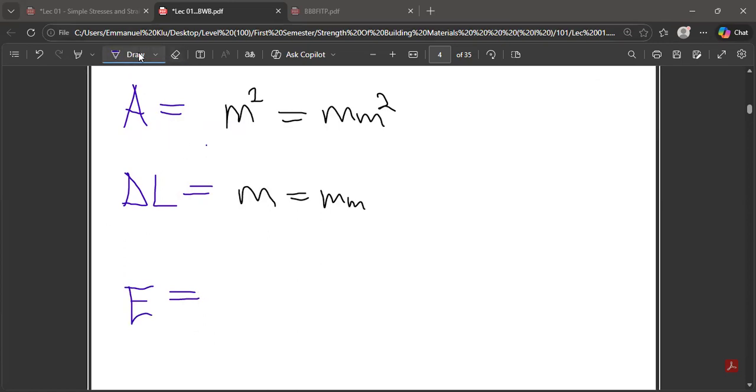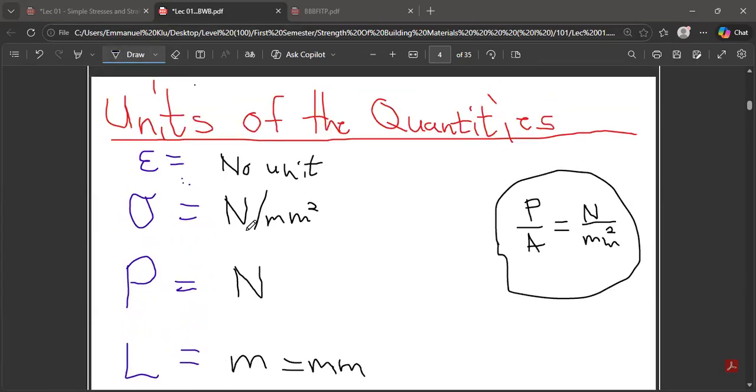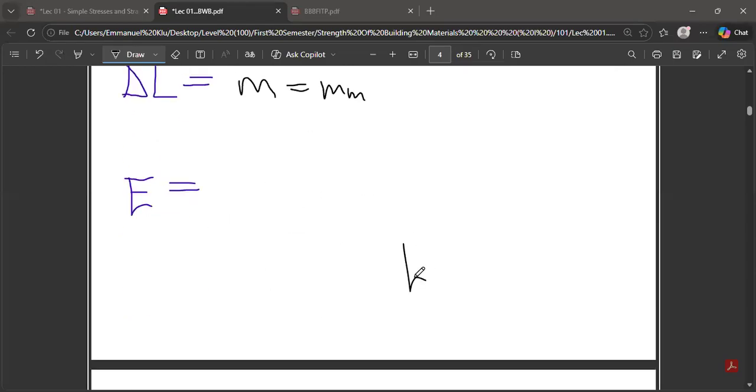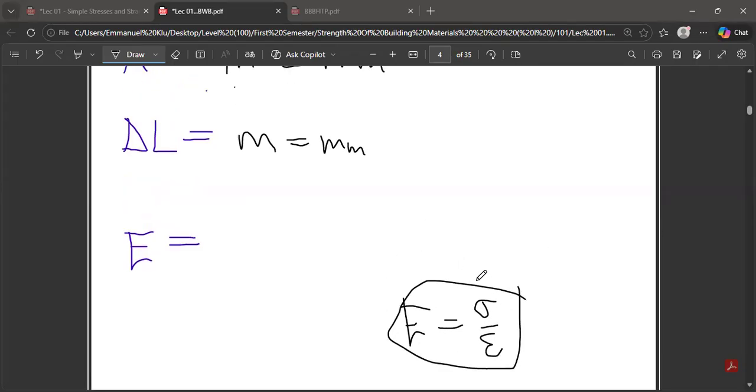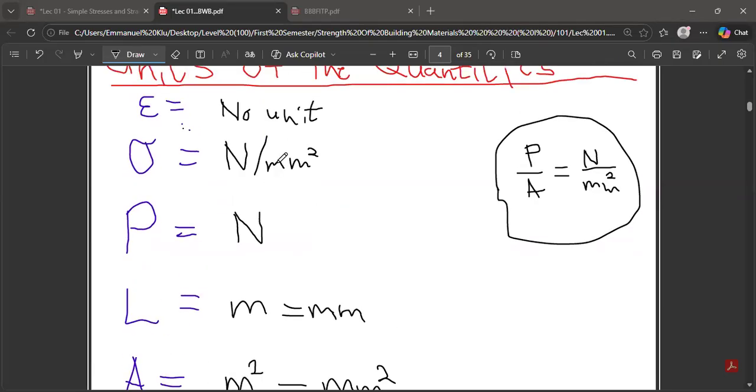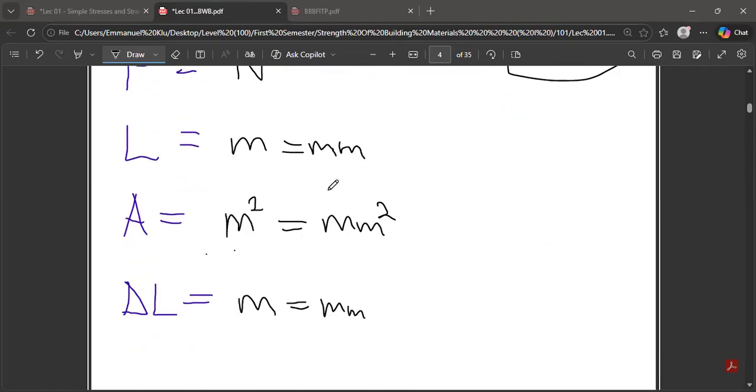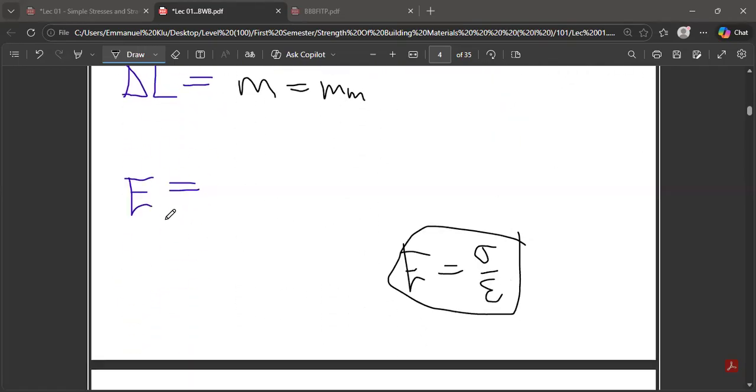And the E, our elasticity. What are we going to say about elasticity? I already told you that elasticity is equal to stress over strain. So now we know that the stress is Newton per millimeter squared, and we said that the strain has no unit. So at the end of the day, elasticity is only going to absorb the unit of stress. It's like Newton per millimeter squared.